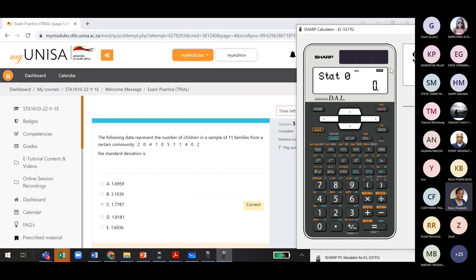And it will look like this. Your calculator will be on STAT 0. And to capture the data, you're going to use the value and enter if you are using a financial calculator. If you are using a scientific calculator, you're going to use M plus.